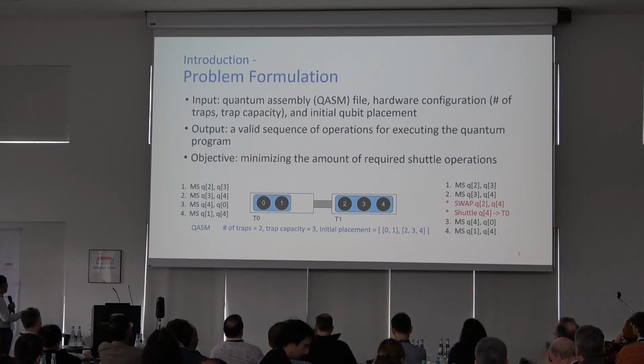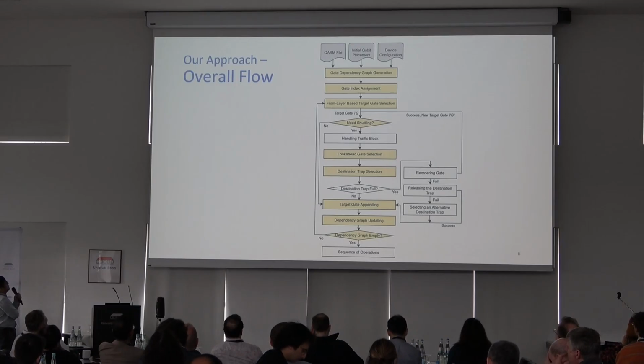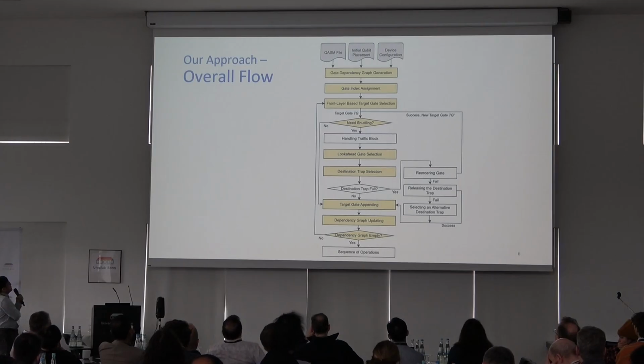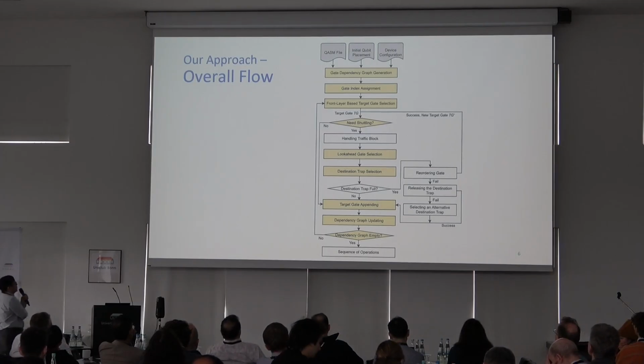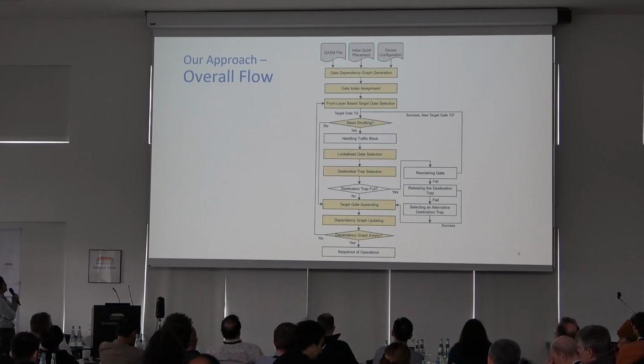Okay, now let me quickly explain the overall flow of our approach. At the beginning, we construct a gate dependency graph based on the given quantum program. Then we assign every gate an index based on a topological order from the gate dependency graph. Now we schedule every gate in an iterative manner. That means we try to schedule gates one at a time. At each iteration, we find a target gate to schedule based on a from-layer method.